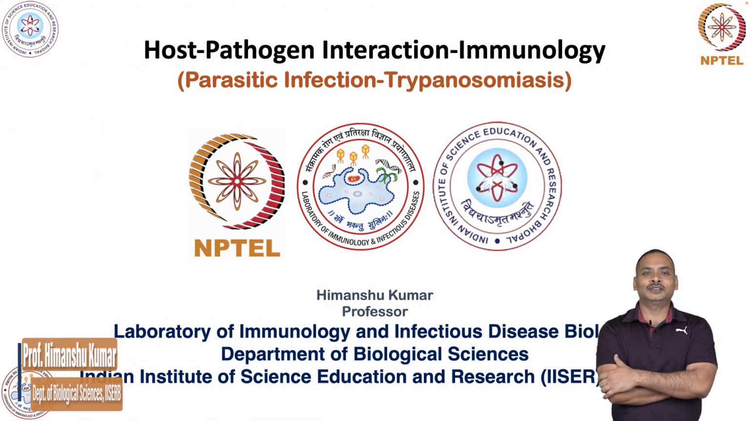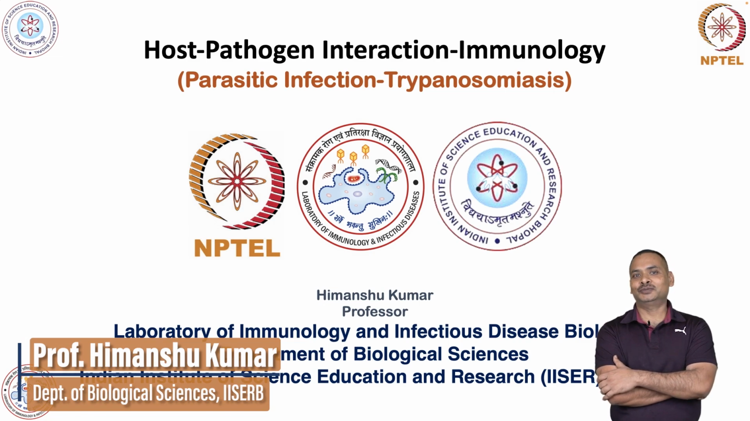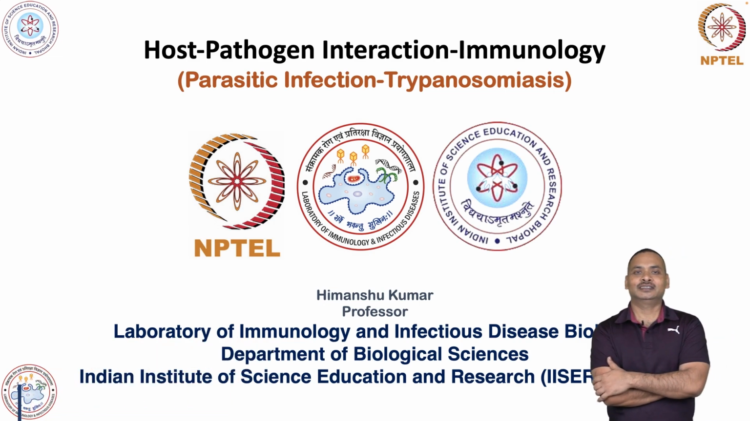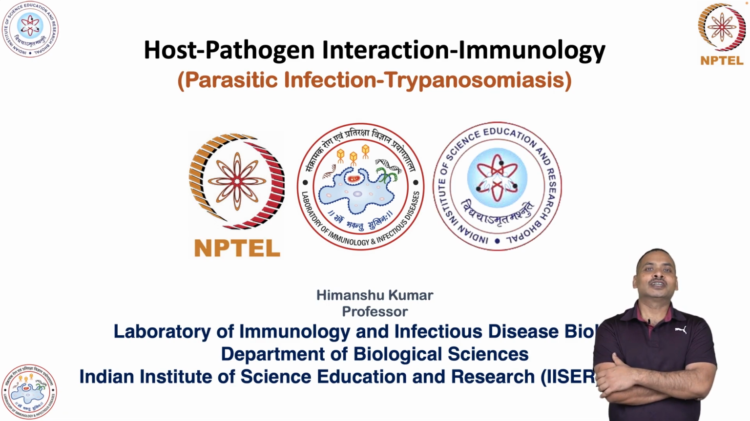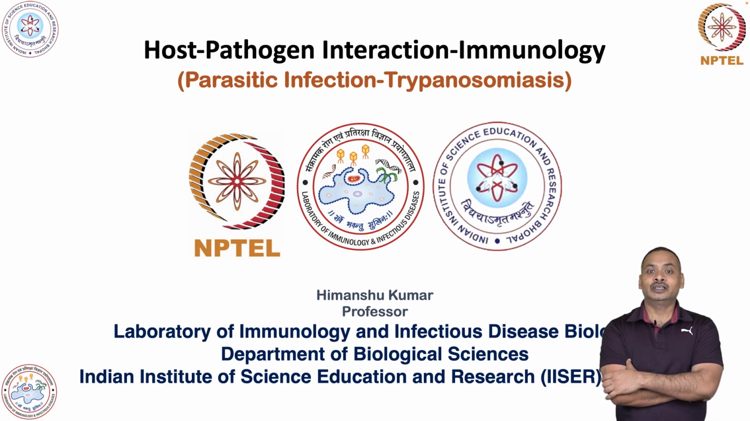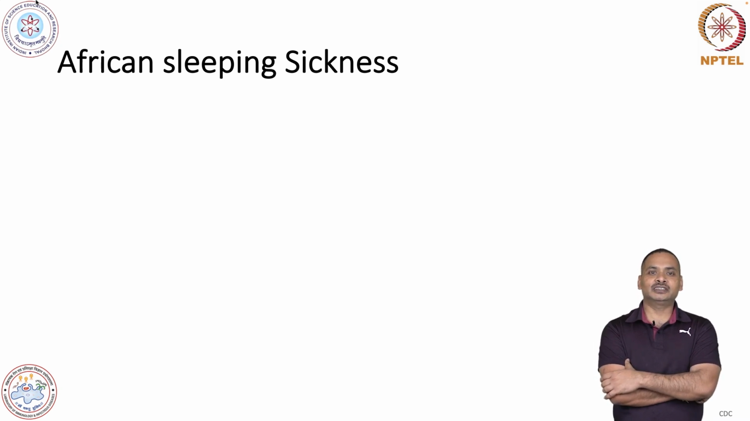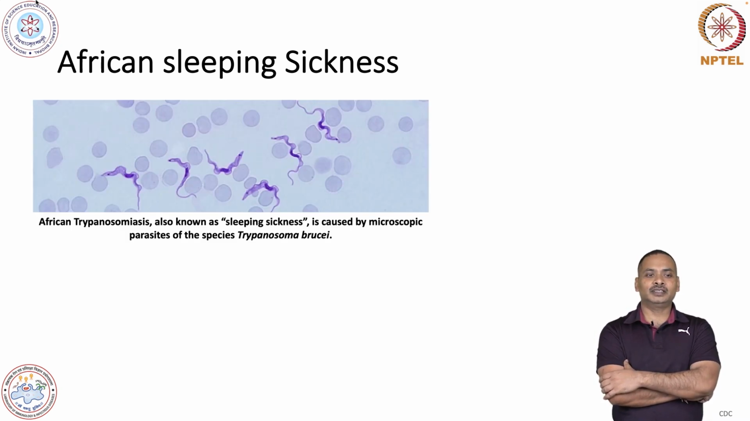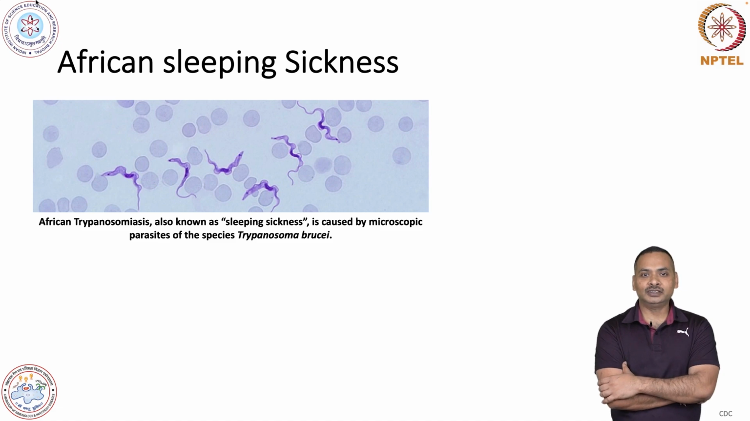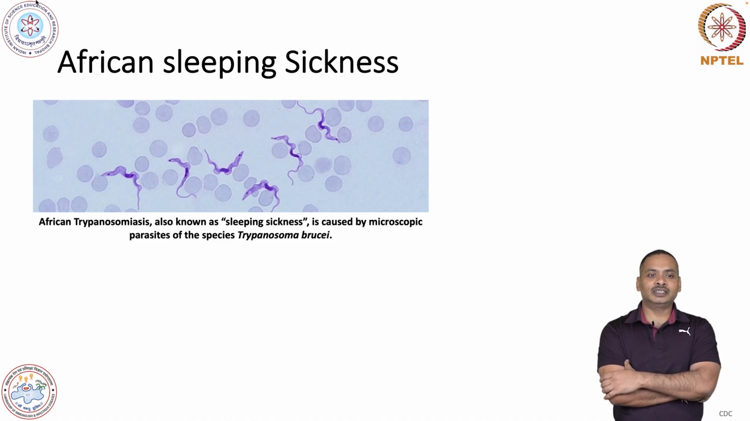Hi. So now we have moved to the last session of this course, and in this session we will continue the parasite infection. Here in this session we will discuss African sleeping sickness, or trypanosomiasis. So let's begin. African sleeping sickness is basically caused by Trypanosoma brucei, and here you can see that this blue or violet colored parasite is a flagellated parasite.